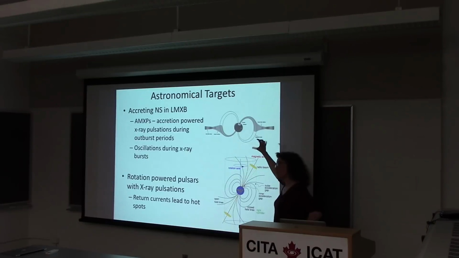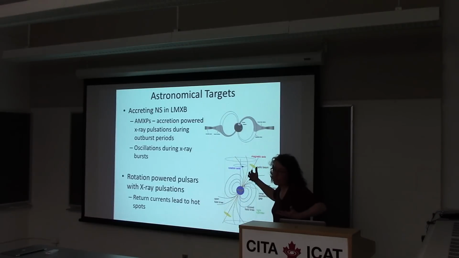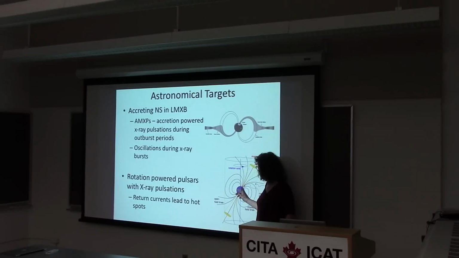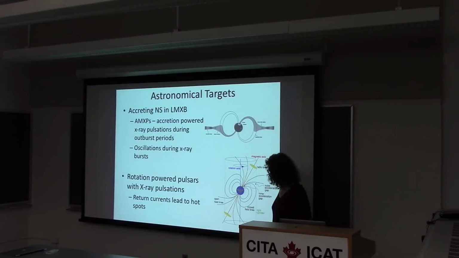That's probably from that. There's also oscillations during X-ray bursts, which are probably also coming from hot spots on the surface. Both of those are very difficult to analyze. They tend to not be very steady. The nice and steady version is the rotation-powered pulsars, which are not accreting, but you have return currents, which presumably heat up the surface and give us the X-rays that we see. And so basically, you get X-ray emission from the magnetic poles of the pulsars.